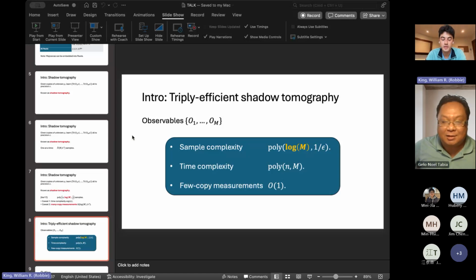Right, so that's a great question. And so the shadow tomography task is much easier than full state tomography.